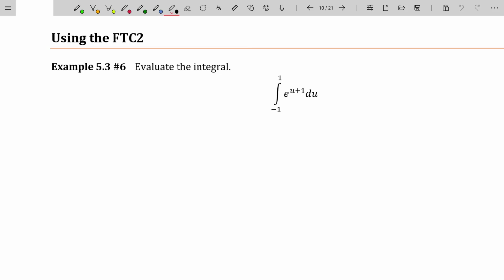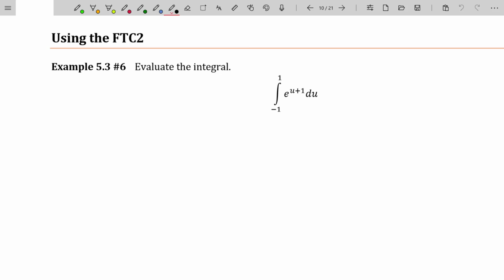So let's dive in. Prior to this, you should have watched the videos, or at least you should know about the fundamental theorem of calculus part 1 and 2. You should know how to use part 1, and here in this video we'll talk about how to use part 2. So here we go.